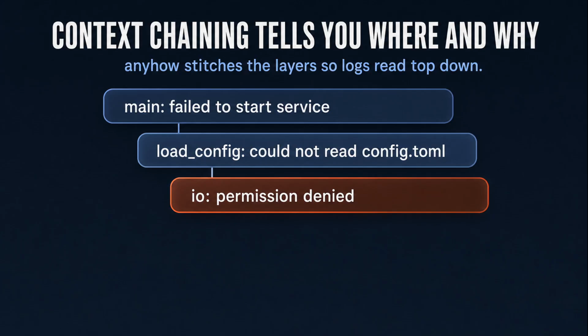At the application layer, especially in binaries and web services, you usually care more about adding context than preserving every matchable variant. That is where anyhow is convenient. One flexible error container with good context chaining. So the logs tell you not just that a file read failed, but where and why. So thiserror in libraries, anyhow in applications. Two crates, one mental model.